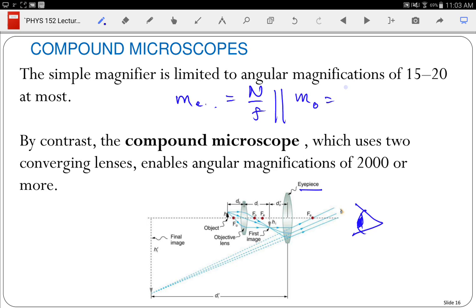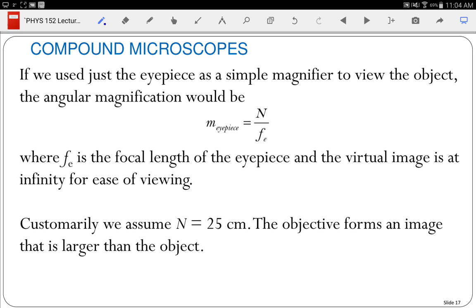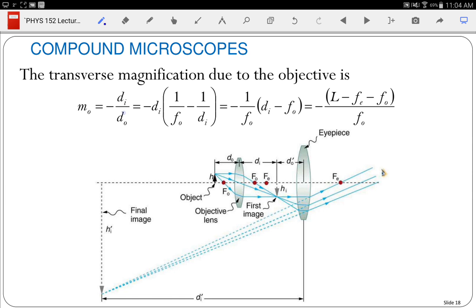Okay, we had height of image over height of the object, or minus distance image over distance object. I have the math on the next slide. We're going to calculate this minus distance image over distance object portion. The first slide was just restating the eyepiece. So I have minus distance image over distance object using the thin lens equation.